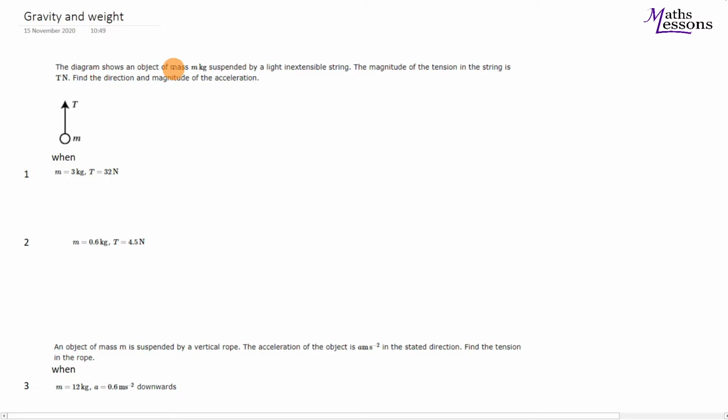The diagram shows the object mass m kilograms suspended by a light, inextensible string. The magnitude of the tension in the string is T newtons. Find the direction and magnitude of acceleration. Use g equal to 9.8 meters per second squared in all these questions. I'm going to give you 60 seconds to have a go at this.